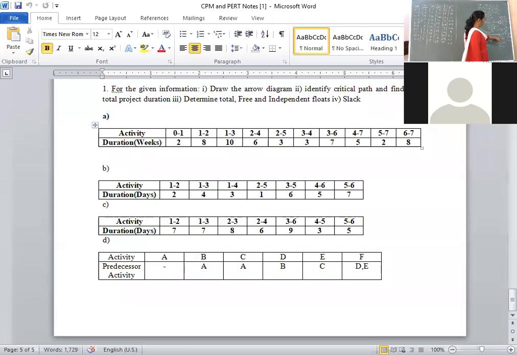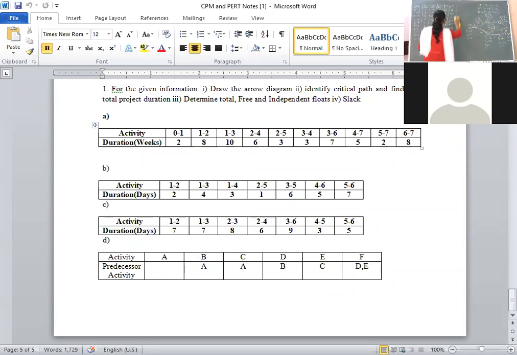Similarly, for node 6, compute slack value. That is L6 minus E6, 19 minus 19, 0. Similarly, for node 7, we have to compute slack value. That is L7 minus E7, 27 minus 27, it is 0.